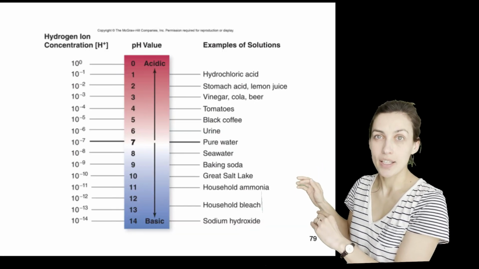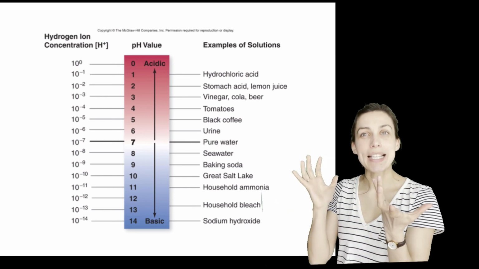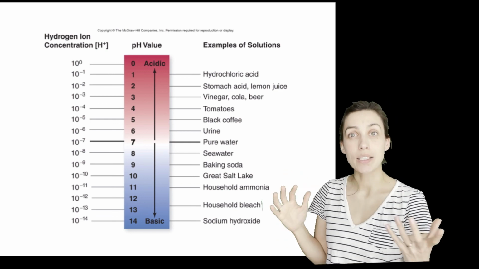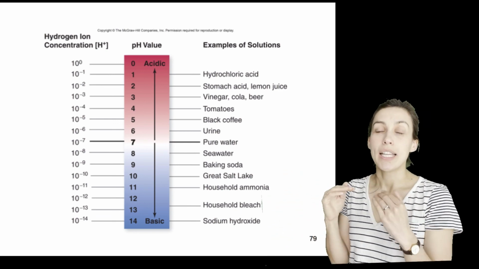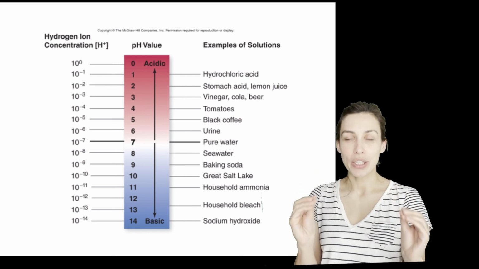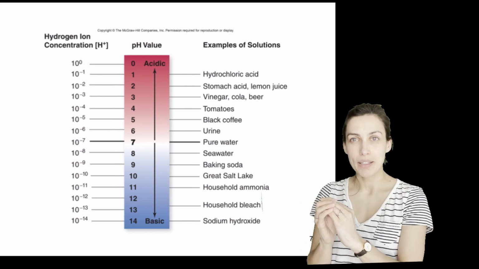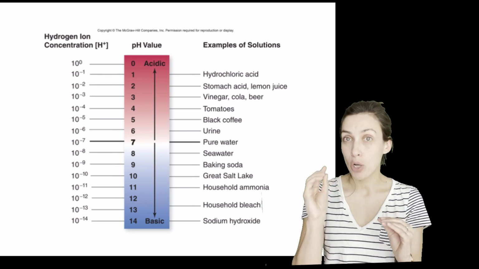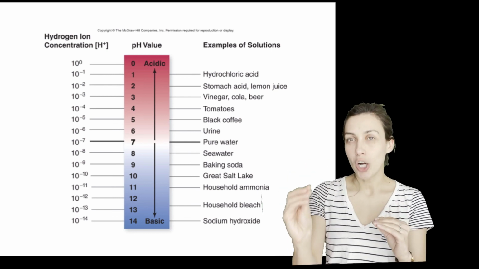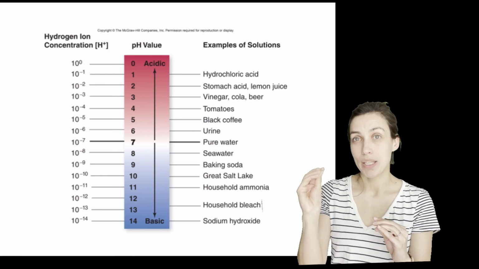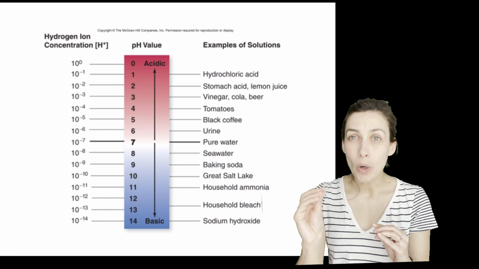If the number is lower than 7, then your substance is acidic. If it's higher than 7, it is basic or alkaline. And if it's 7, it's neutral. So here's the trick. Because the math to calculate this is the negative log of something, that means that the more free-floating protons or H pluses there are in a solution, the more acidic something is, and the lower the pH number.